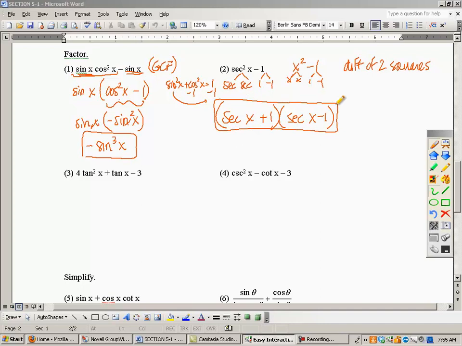Now, we're going to be doing a lot of trig values, but keeping the x in there is important because eventually we're going to have to solve for x. So you need the x's in there. So we've just factored a difference of 2 squares, looking at it in trig form.